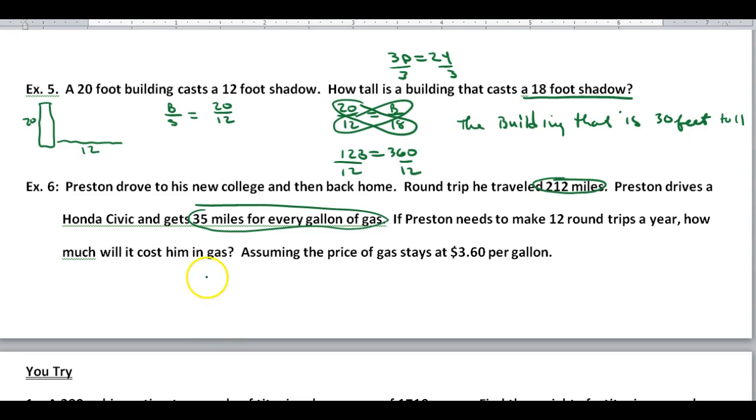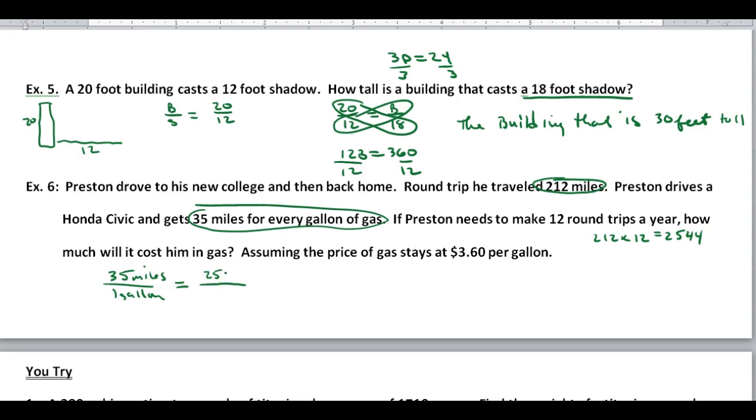Well, the first thing we have to do is figure out how many gallons he's going to need. Now it says a round trip is 212 miles, and he's going to make 12 round trips. So you've got to remember, 35 miles to 1 gallon is what his car gets. Now we have to drive how many miles? Well, to figure out our miles, we have to do 212 times 12, and that will give us 2,544 miles.